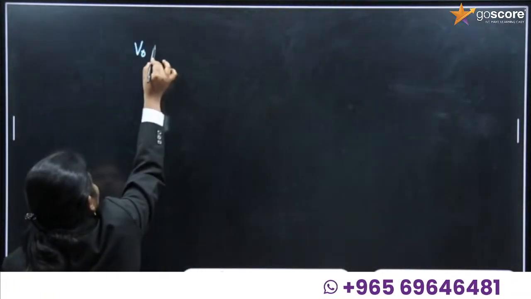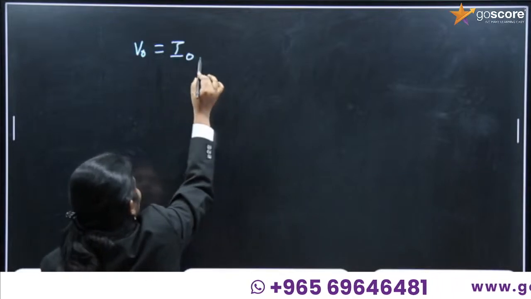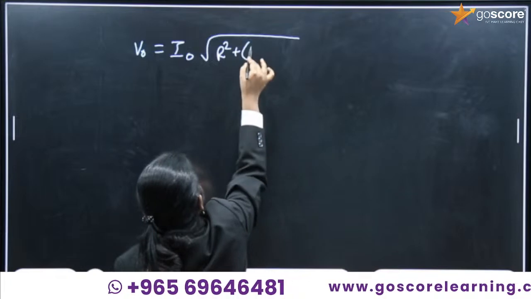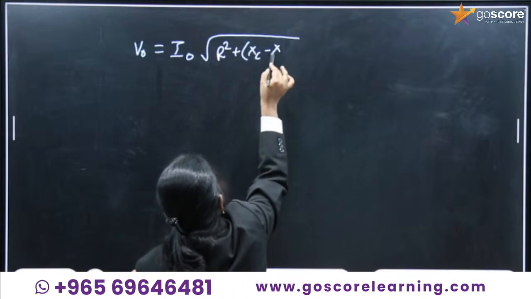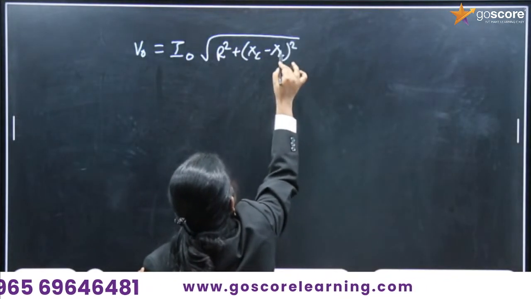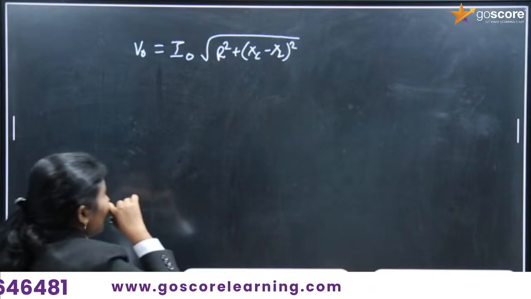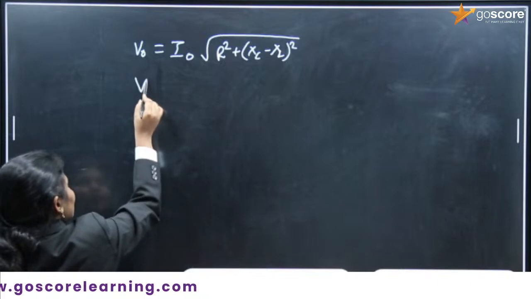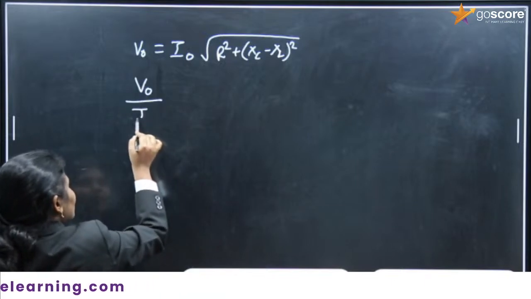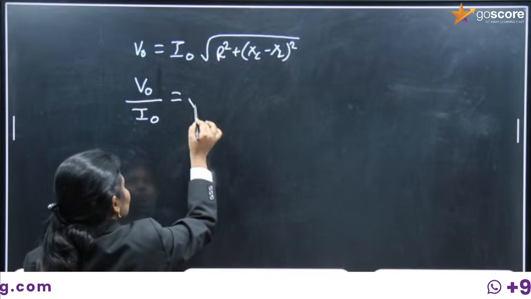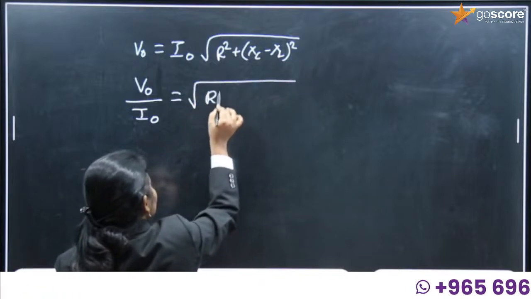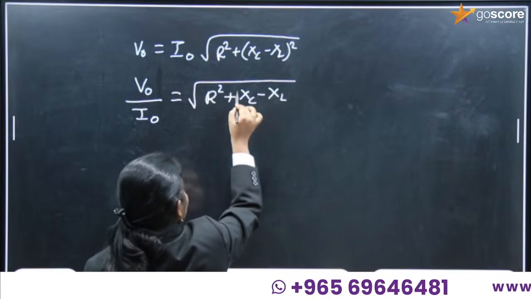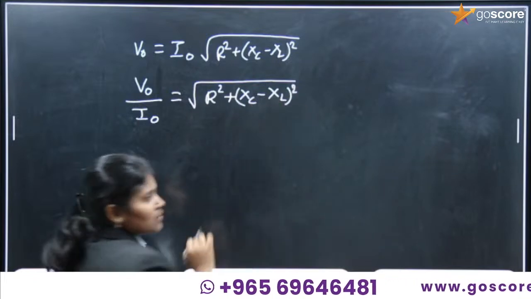Therefore, V naught, what is the equation? V naught is equal to I naught into root of R square plus (XC minus XL) whole square. When considering this, I naught comes to this side, it will be divided. V naught by I naught is equal to root of R square plus (XC minus XL) whole square.